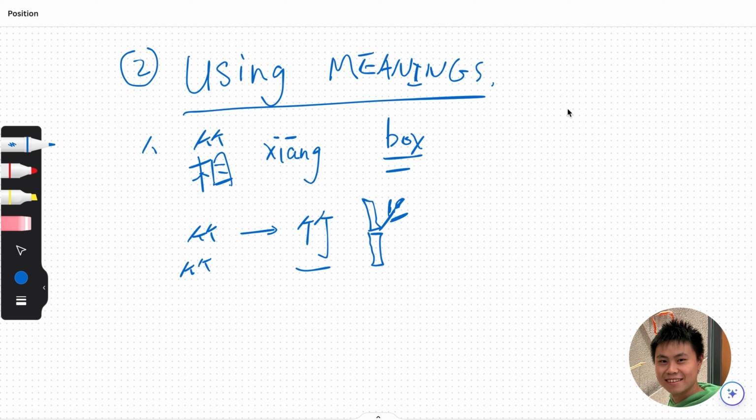In ancient times, what material can you use to build a box? Bamboo. In China, they use bamboo to make boxes. So it has a bamboo part. And then second, this is the phonetic part. This is pronounced, you can also pronounce xiang.